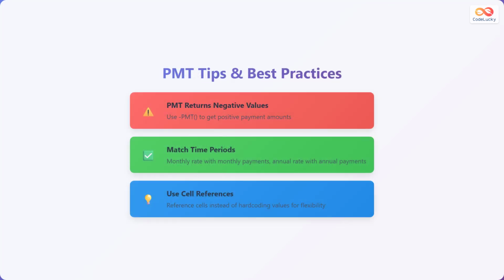Here are some tips and best practices to keep in mind when using the PMT function. First, the PMT function returns negative values. To get positive payment amounts, use negative PMT, open parenthesis, and the rest of the values. Second, always match your time periods. Use a monthly rate with monthly payments and an annual rate with annual payments. Third, use cell references. Reference cells instead of hard coding values for flexibility.